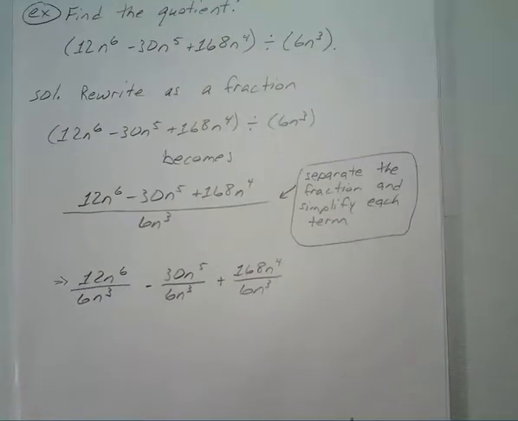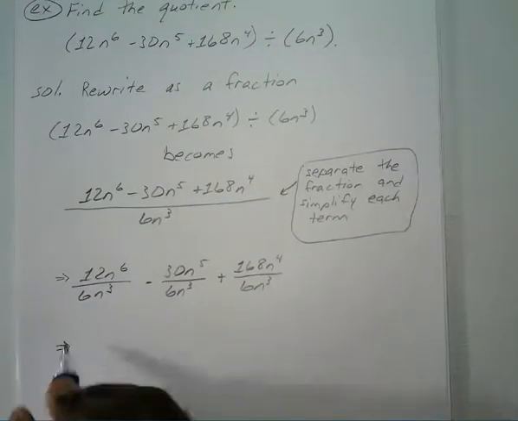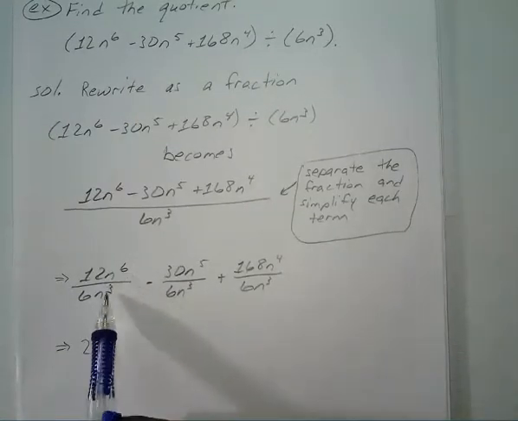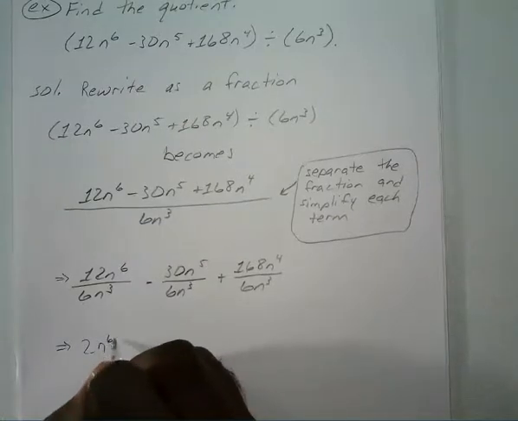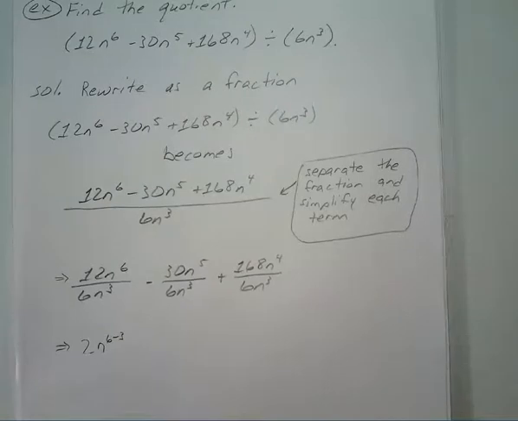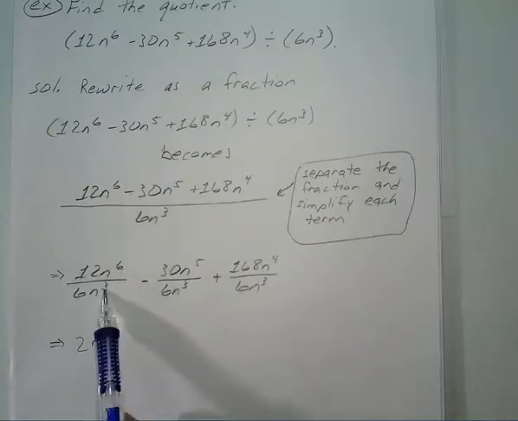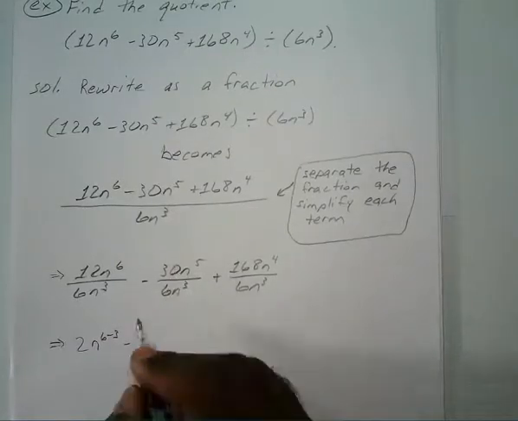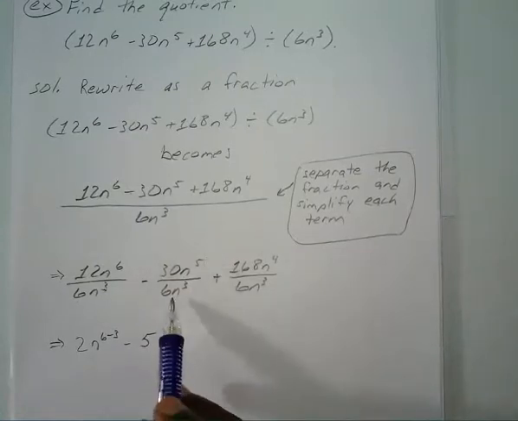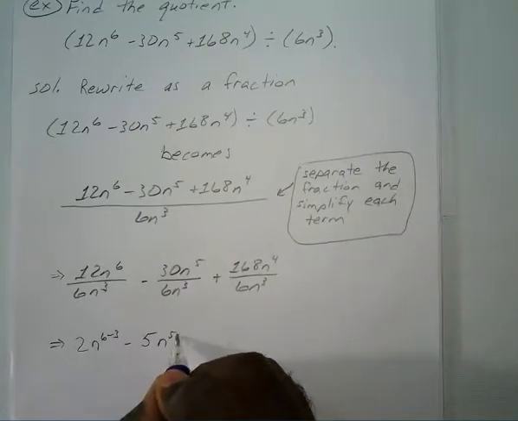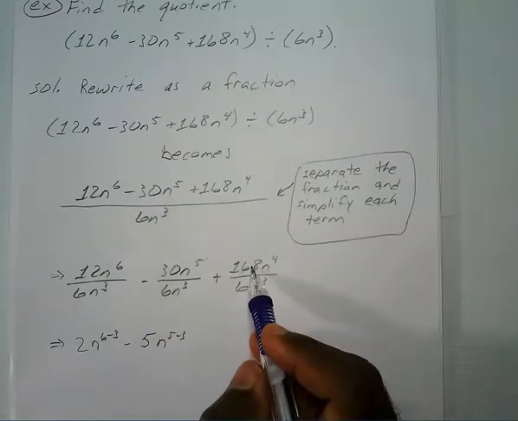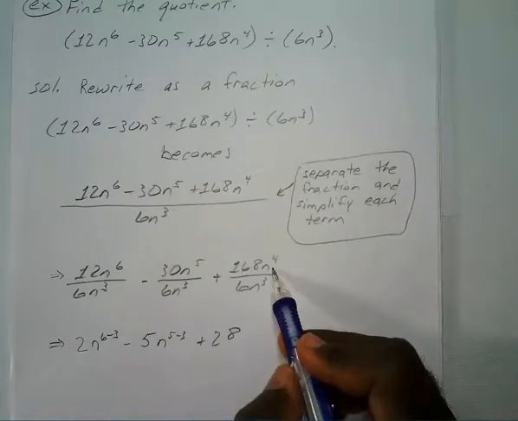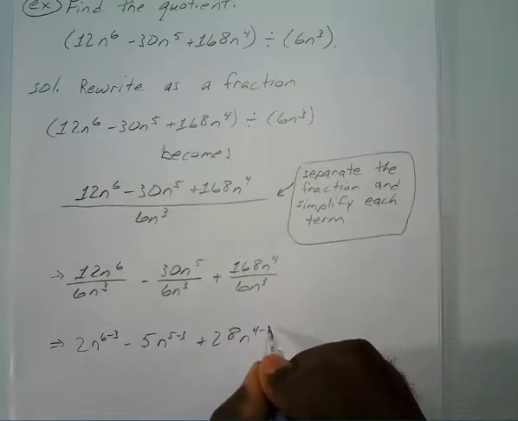Okay, so now we go ahead and simplify each term. Numerical value 12 divided by 6 is 2. N to the 6th power divided by n to the 3rd power is n to the 6 minus 3. Remember, you just take the exponent of your numerator and subtract the exponent of your denominator, keeping the same base. Minus 30 divided by 6 is 5. N to the 5th power divided by n to the 3rd power is n to the 5 minus 3. 168 divided by 6 is 28, so that's plus 28. N to the 4th power over n to the 3rd power is n to the 4 minus 3.